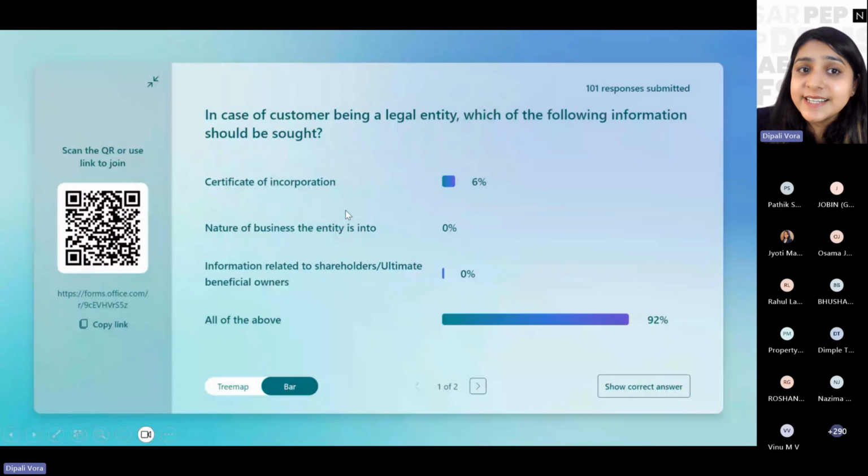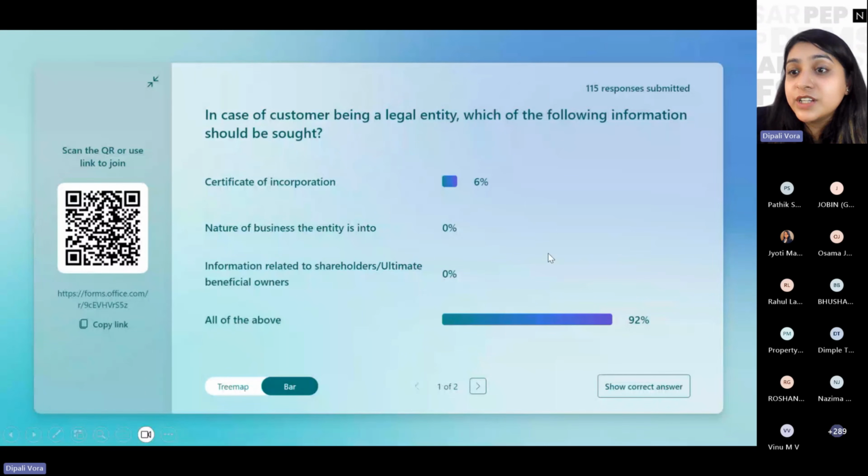So the question is, in case of the customer being a legal entity, which of the following information should be sought? When it's a legal entity, we have to seek the certificate of incorporation, the nature of that business entity, and the details about the ultimate beneficial owner. So the correct answer is all of the above, which 92% have answered correctly. But I think the 6% have not seen the other options which are there. So the correct answer is all of the above.